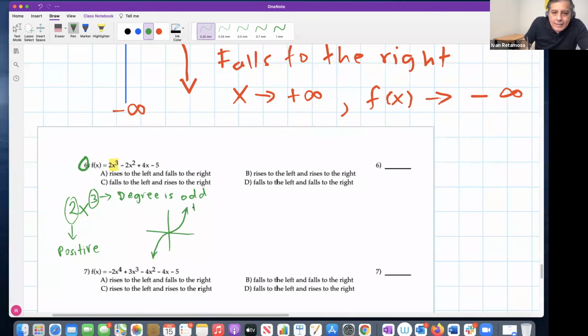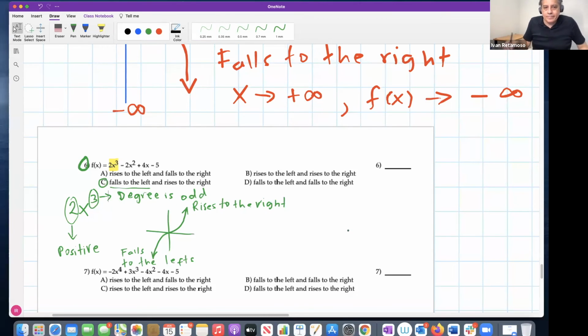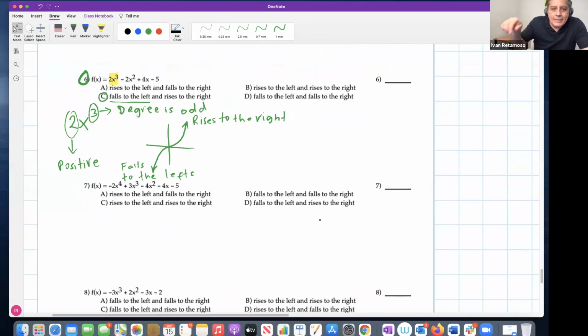And this clearly rises to the right and falls to the left. In words, they didn't use the arrow notation. So falls to the left and rises to the right. Yeah, I know it's very tricky to find it, but just be careful. Look, this falls to the left, matches with this part, and rises to the right, matches with this part. Yeah, great. All right, so try to do number 7 now, please.